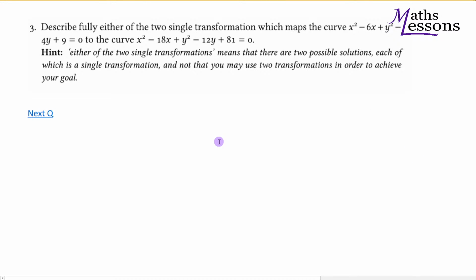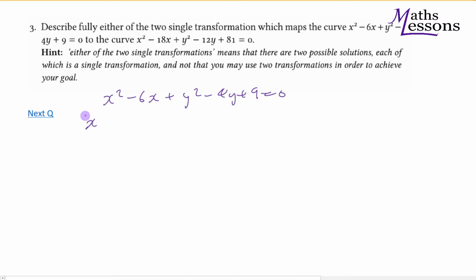Right, sorry about that. The logo was covering up some of the question. So we're trying to describe fully the single transformation which maps this curve onto this curve. Now the best thing to do is to rearrange this one so we can work out what this curve is. What we can see is it's got something to do with circles. So let's try completing the square for this.